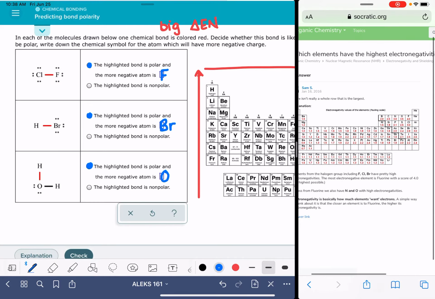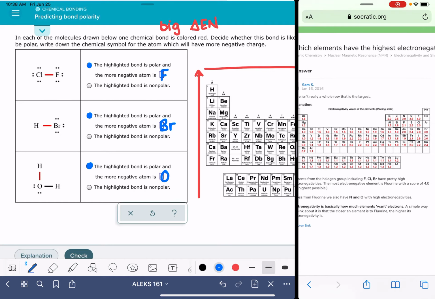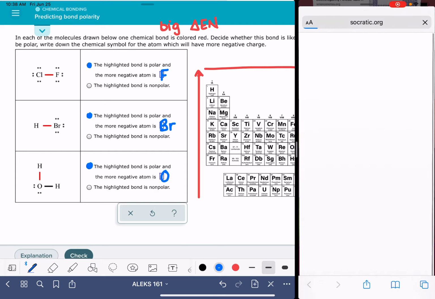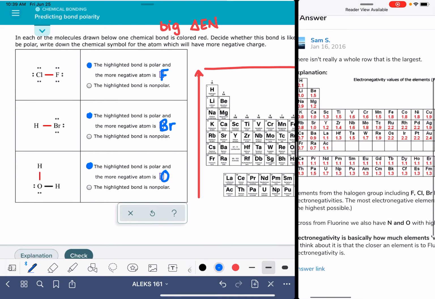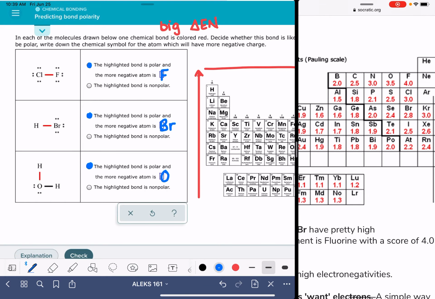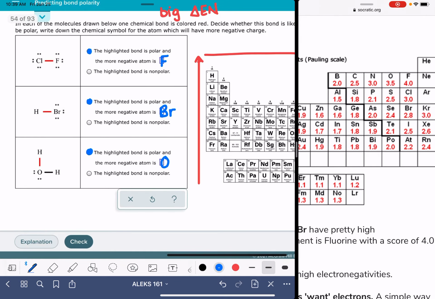I just went on the internet and I Googled periodic table of electronegativities. I looked for a table of electronegativities. I found one that looked like it was pretty easy to read, and that's what I went with. And you can see these red numbers on here. These are the electronegativity values for each one of these elements. And so the benchmark that we have is, if the difference in electronegativity between two atoms is 0.5 or more, then the bond is going to be polar.